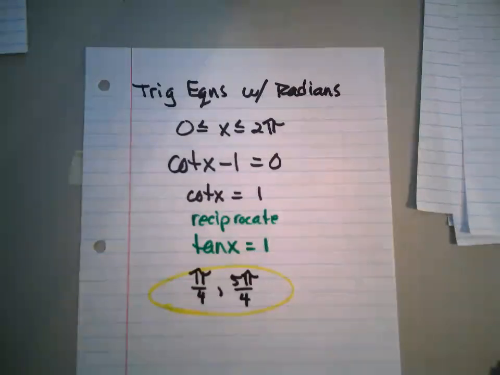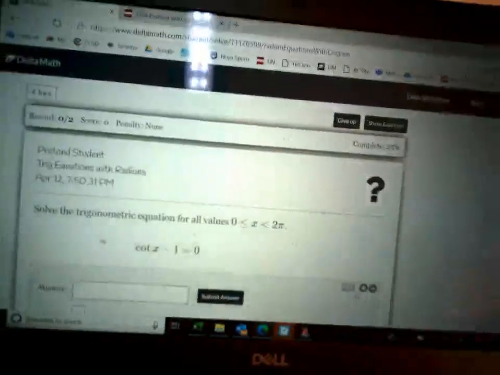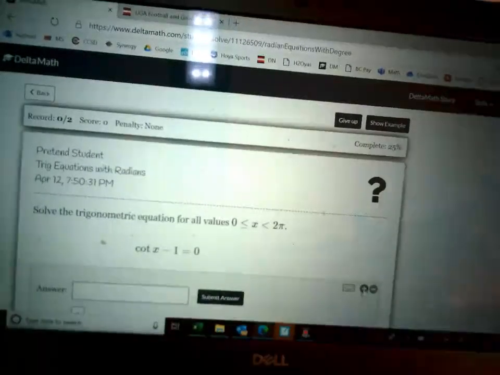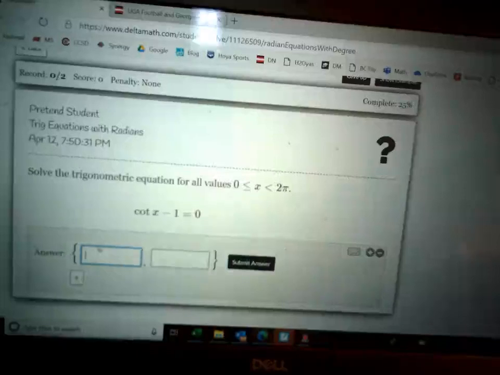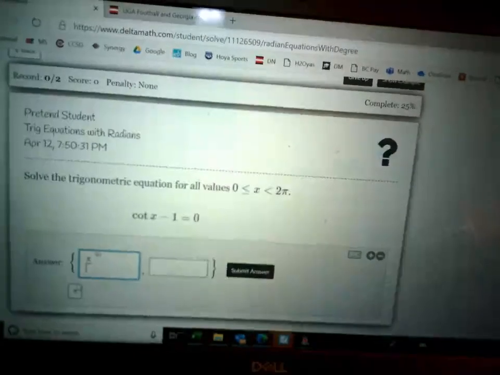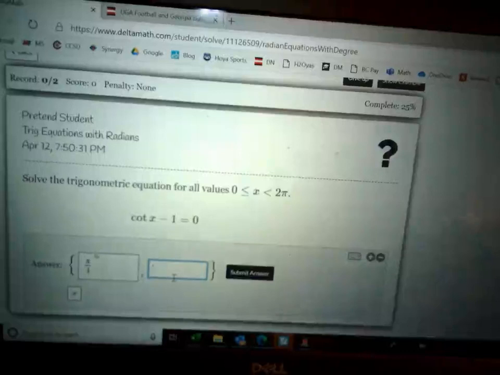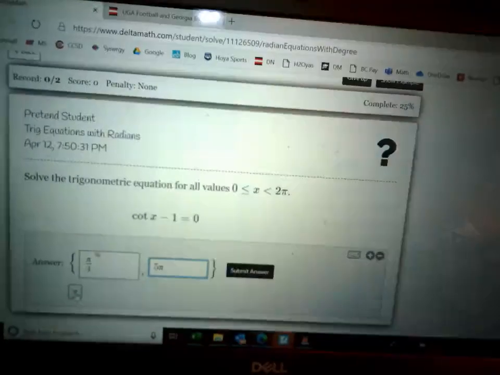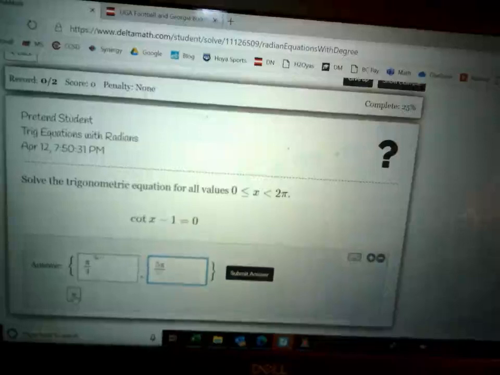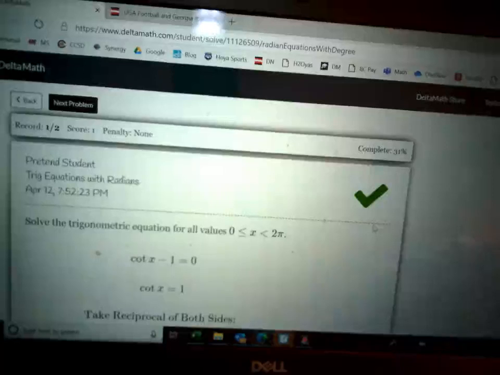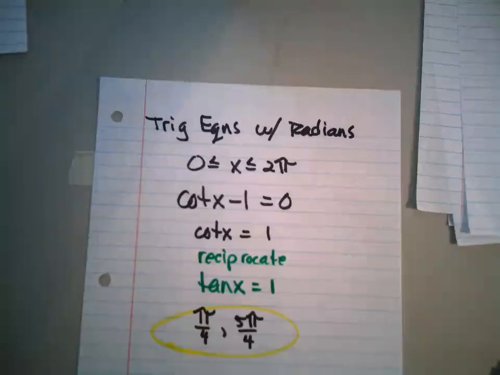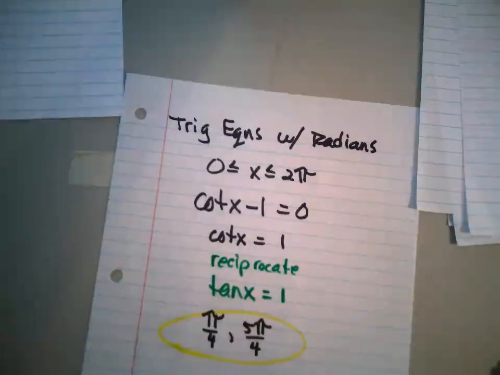Let's go put that into our answer. I've had lots of people over time ask me how to get more than one answer. So over here, there is a plus button, so you can put more answers in. And it looks like there's our pi button. They gave it to us conveniently, divided by 4 and 5 pi divided by 4. Now, I'm guessing if you don't have both of those answers, it's going to give you a red x. So make sure you get all the answers from the unit circle that are going to satisfy that equation.